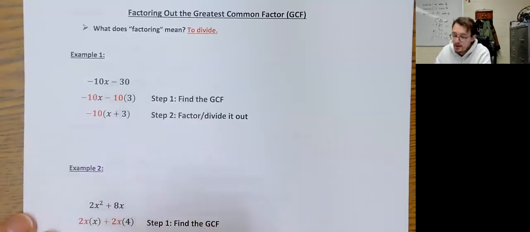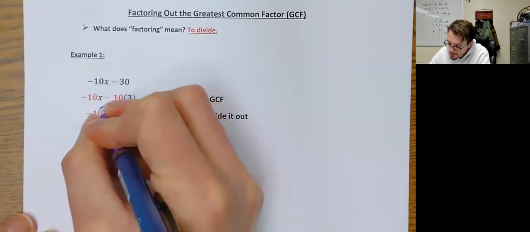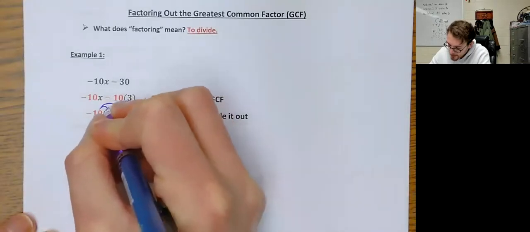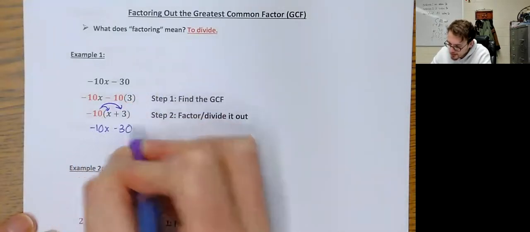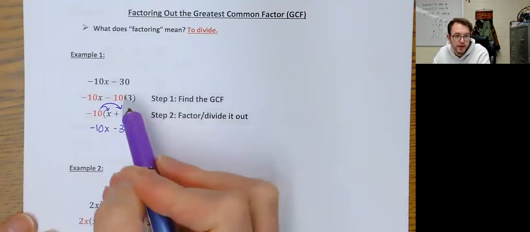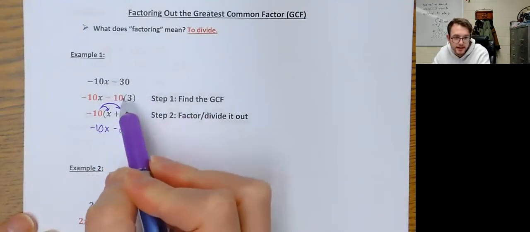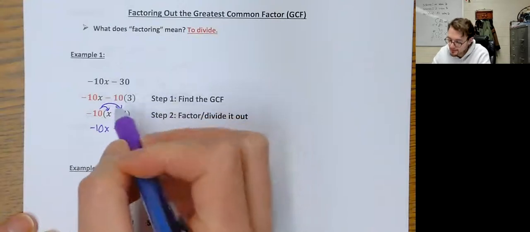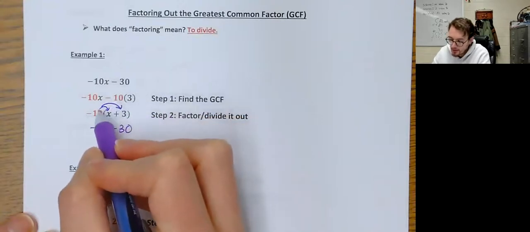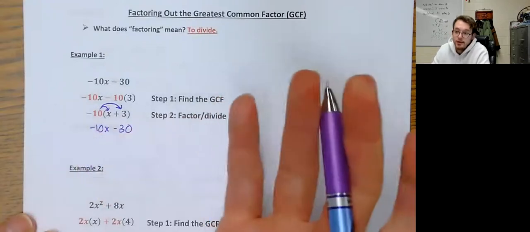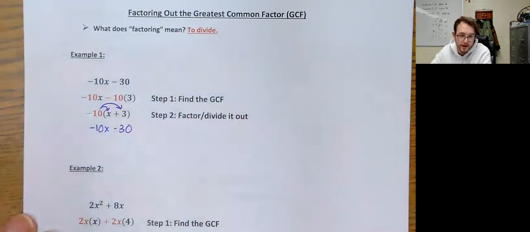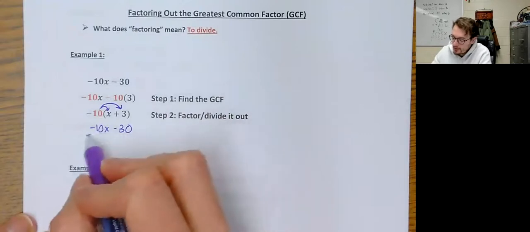Vice versa, if you were to distribute it back in with multiplication, you would then be back at -10x minus 30. Here you're dividing the -10 out, and before, you multiplied it through. How do you get rid of multiplication? Division. You're just dividing it out, you're factoring it out. So let's move on from that.